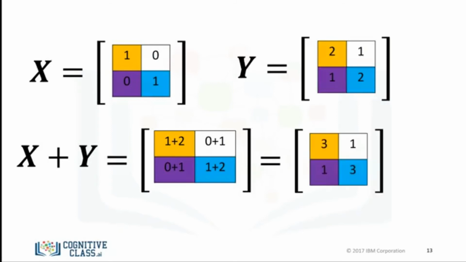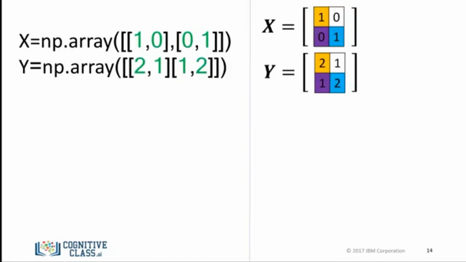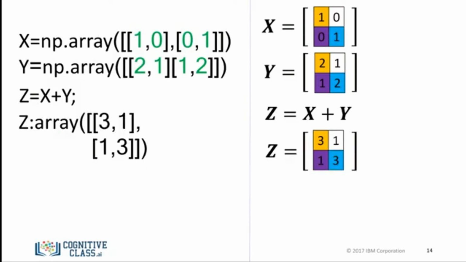The result is a new matrix that is the same size as matrix Y or X. Each element in this new matrix is the sum of the corresponding elements in X and Y. To add two arrays in NumPy, we define the array, in this case X. Then we define the second array Y. We add the arrays. The result is identical to matrix addition.